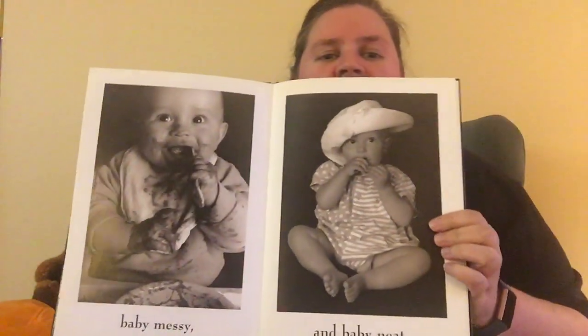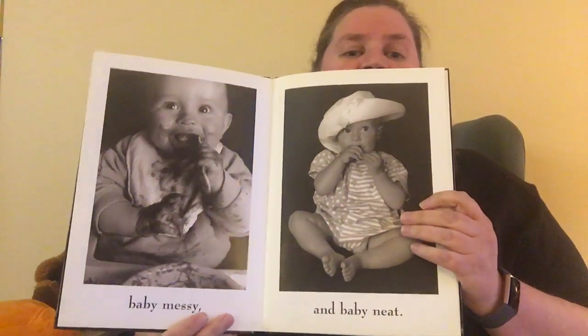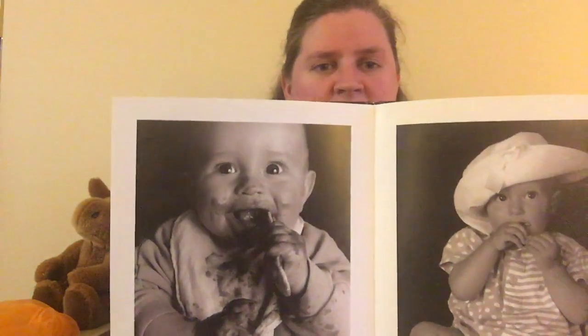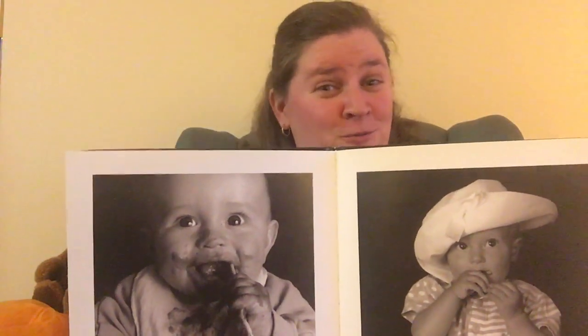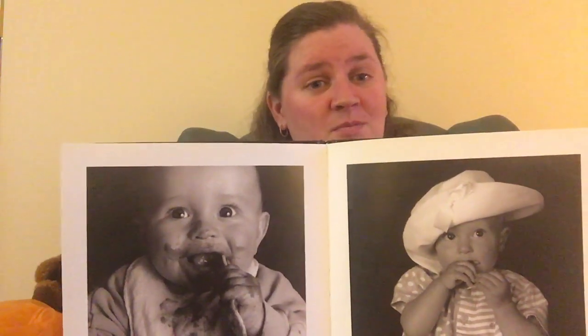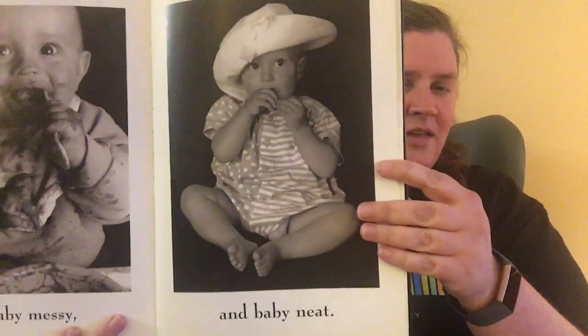Baby messy and baby neat, the book says. We've got a messy baby. Maybe your baby at home. Maybe they like to play with their food. Yeah. I've seen a lot of babies playing with their food. But then you can get them all cleaned up and make it neat.